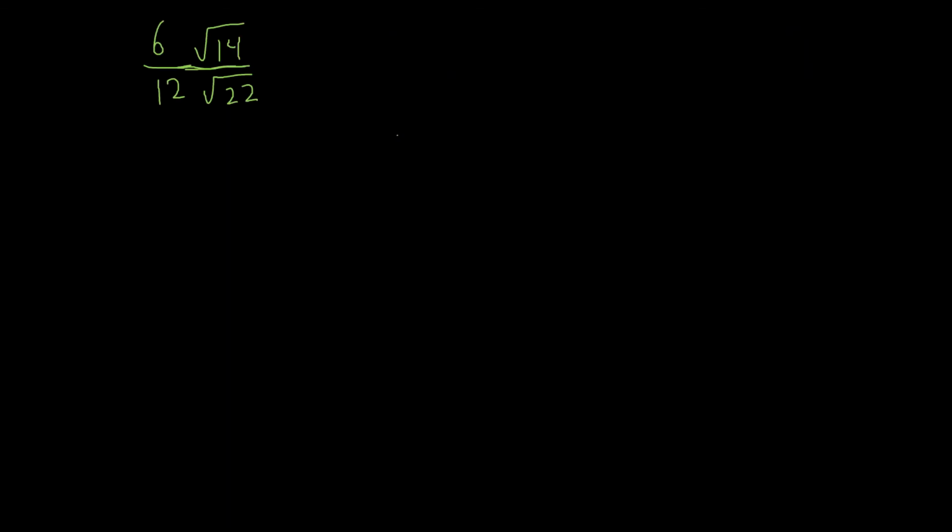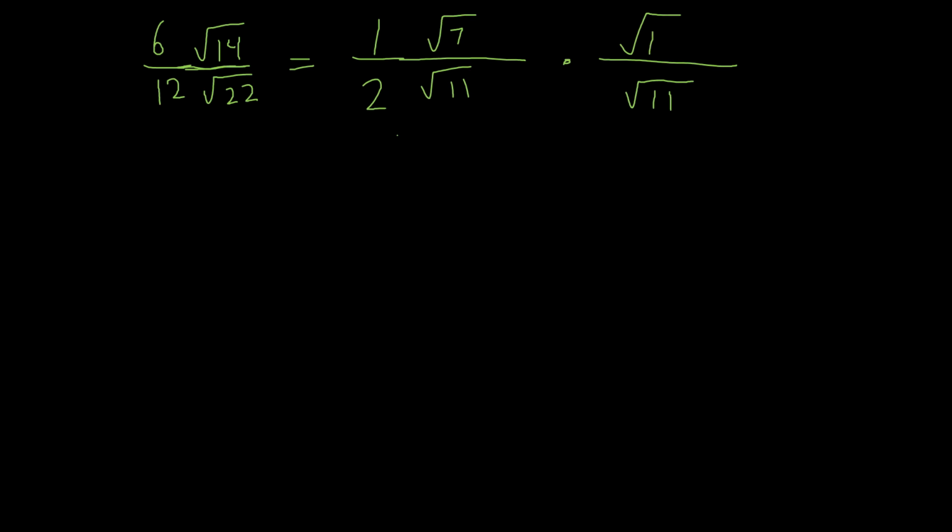With this one, similar idea. From this, I can simplify the 6 and 12. That becomes 1 over 2. The 14 and 22, they can simplify the square root, so I just divide by 2. So it'd be square root of 7 over square root of 11. From here, I don't want that square root on the bottom because I think of it as the boogie monster. So I only have to multiply by the square root number. So it's 11, and I'll put 11 on top also.